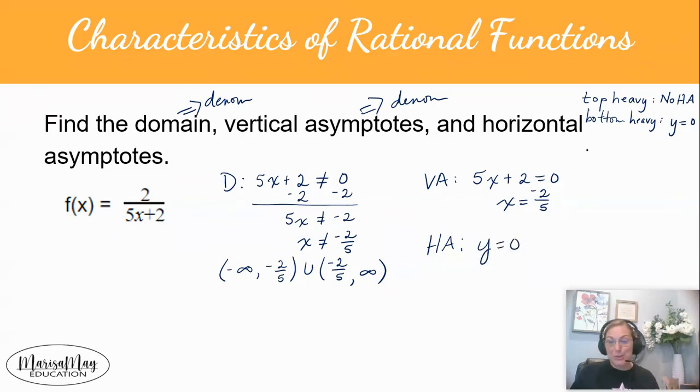Now, let's deal with the third case though. What if the highest exponent is in both the top and the bottom? That is where you take the numbers in front of your highest exponent and you divide them. We'll look more into that in another video, but for now, our highest exponent, our only x, is in the denominator, making this function bottom heavy, and therefore we have y equals 0 as our horizontal asymptote.